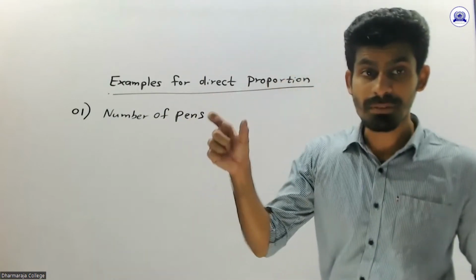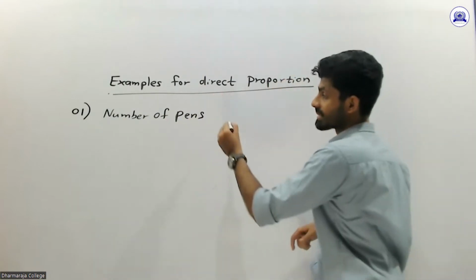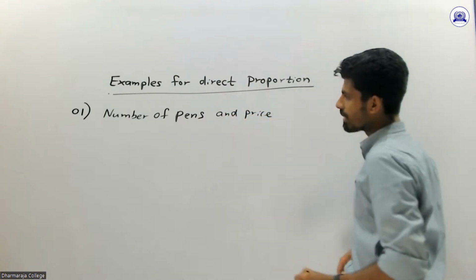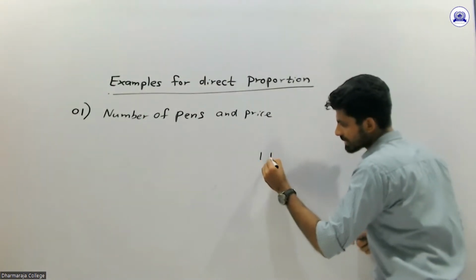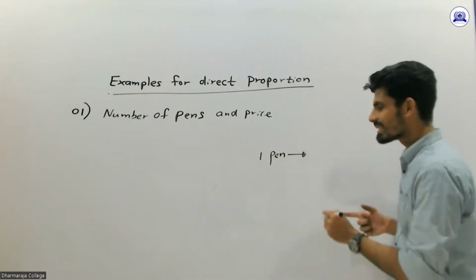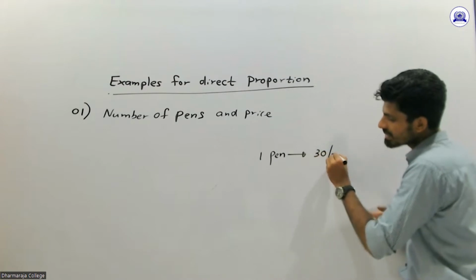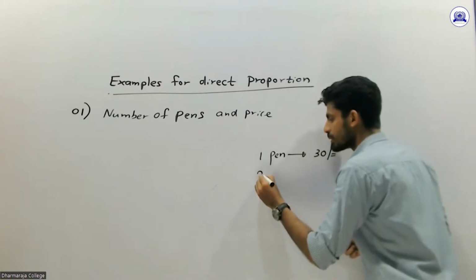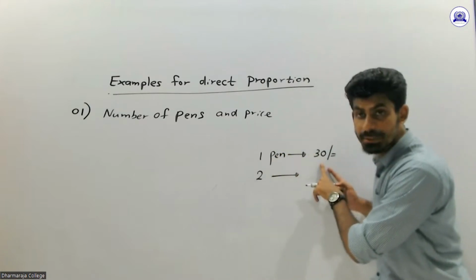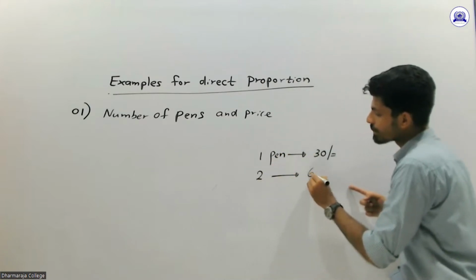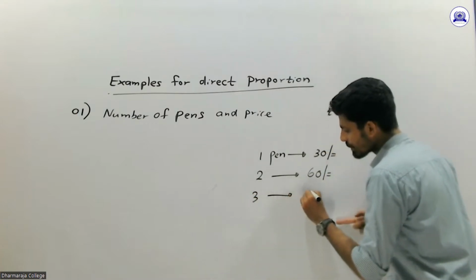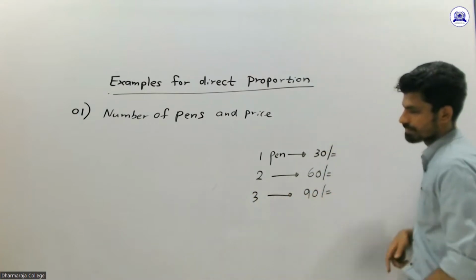Just consider the number of pens and the price. Now, look at that one. Just only one pen, imagine that equals 30 rupees. Then 2 pens, you know that one, 60 rupees. Then 3 pens, 90 rupees.